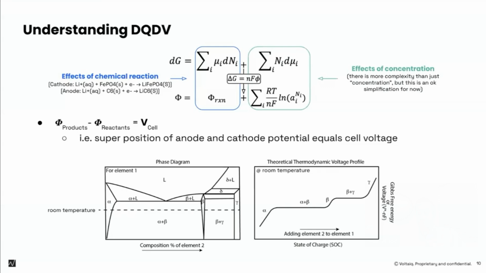It comes from the Gibbs phase rule. As we go through this, we change the concentration again, and this leads to the beta phase. In this beta phase, you can see we have a sloping voltage profile. Then we reach a mixed region again with alpha and beta. That mixed region means we're going to have a flat voltage profile. Then we have another knee, and then this increasing gamma phase as well.